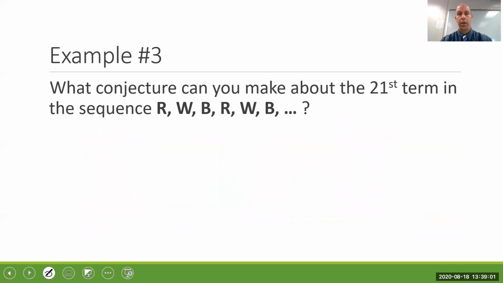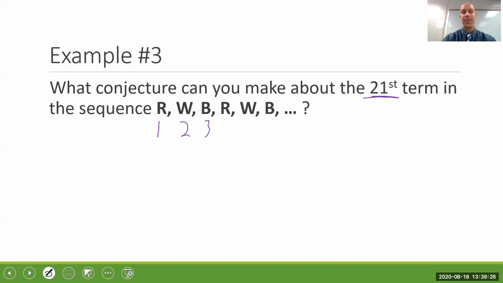What conjecture can you make about the 21st term in the sequence? Wow. So they've given us 6 terms, and we're trying to figure out what the 21st term is. So the first term is red. The second term is white. I just kind of gave that one away. This is red, white, blue. So it's red, white, and blue, and it's red, white, and blue. So the third term is blue.